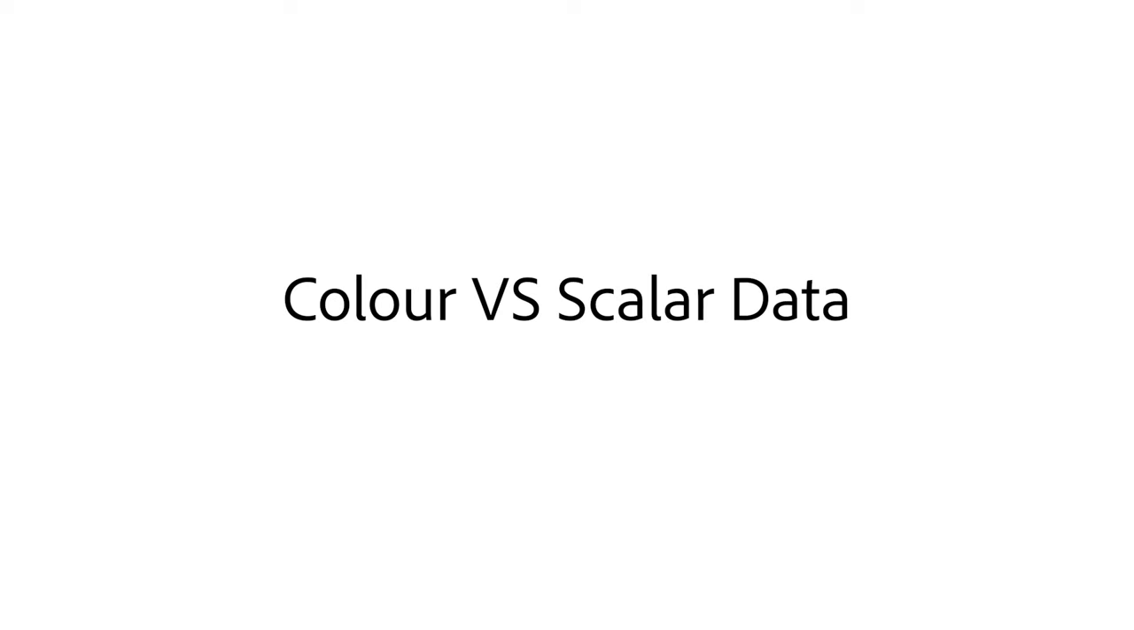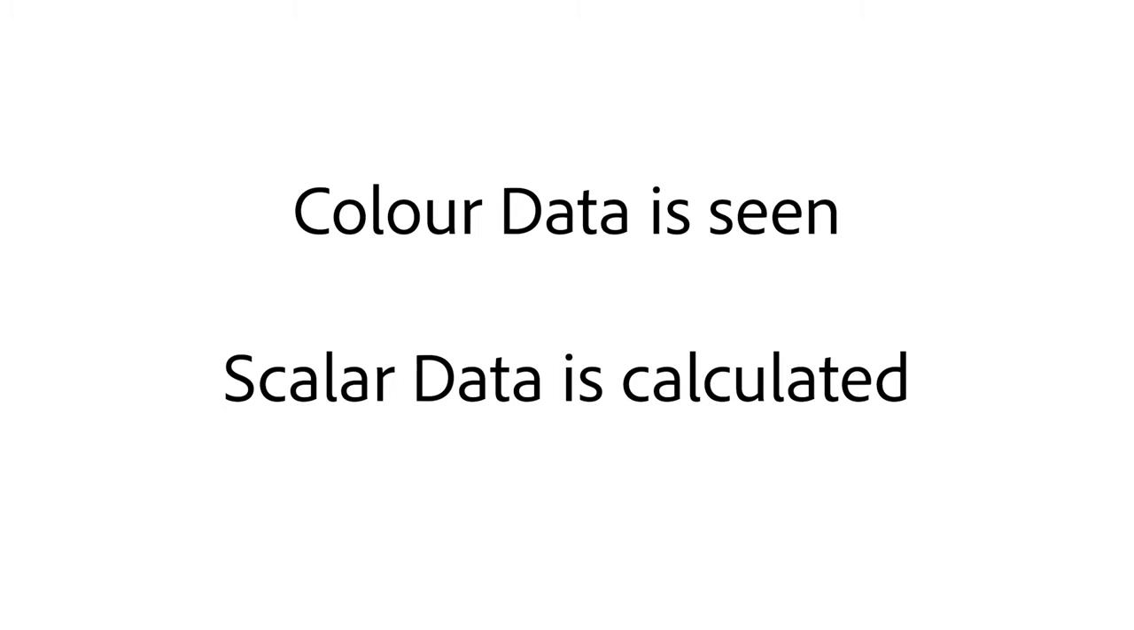In texturing, there are two types of data we can paint, color and scalar data. The easiest way to think about them is color data is data which you see, whereas scalar data is calculated. Let me explain that in a little bit more detail.